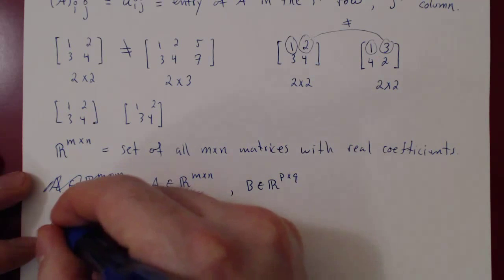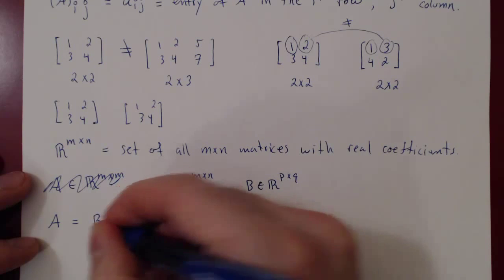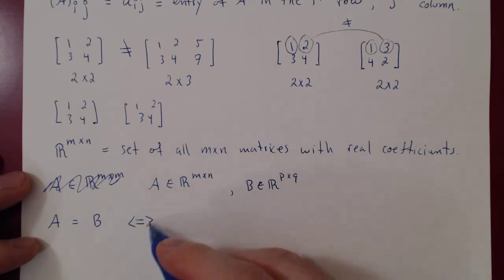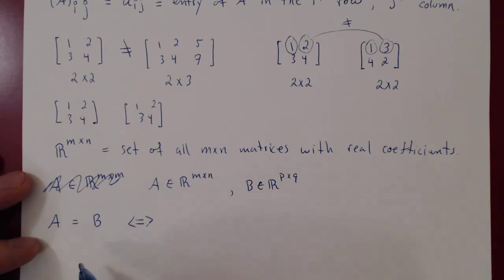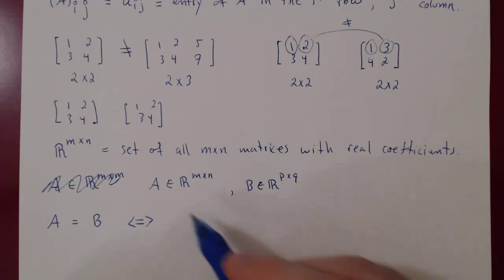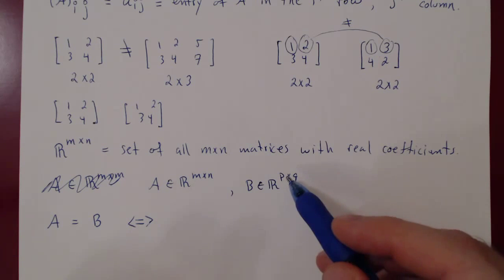So A equals B as a matrix if and only if, right? This double-headed arrow means if and only if. Well, what does it take for A and B to have the same size? They must have the same number of rows, so m equals p.